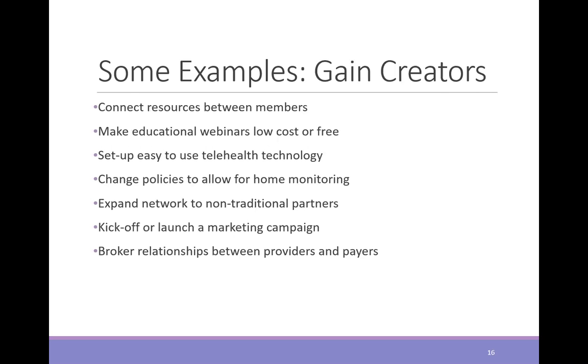Here are some examples of what the network can do to create gains for their members. Gain creators make available to your members those situations or environments that they wish for or are trying hard to achieve when doing their work, their jobs, or tasks. Again, check out Appendix B for some questions that can guide your thinking and help you dig a bit deeper in identifying gain creators.